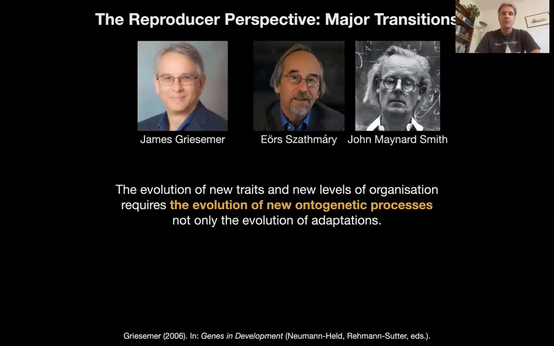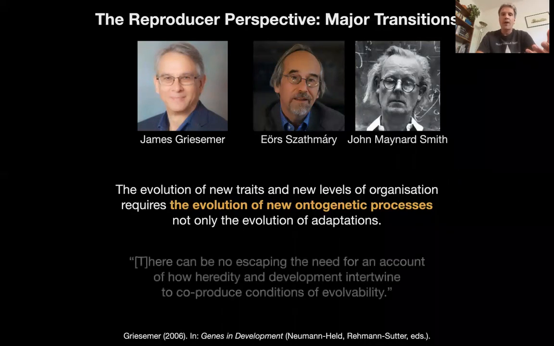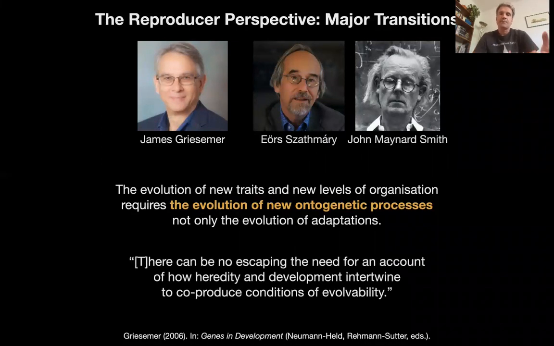So remember, the basic motivation here is that the evolution of new traits and new levels of organization, these major transitions in evolution, require the evolution of new ontogenetic processes, not only the evolution of adaptation. So we need to come up with an explanation of why that is. I've shown you this quote before, where James Griesemer writes, there can be no escaping the need for an account of how heredity and development intertwine to co-produce conditions of evolvability.